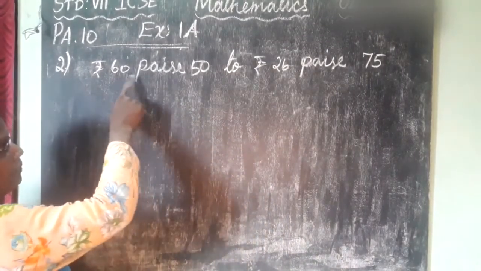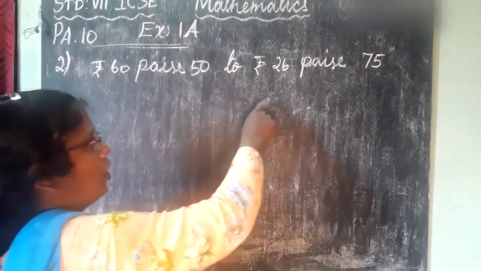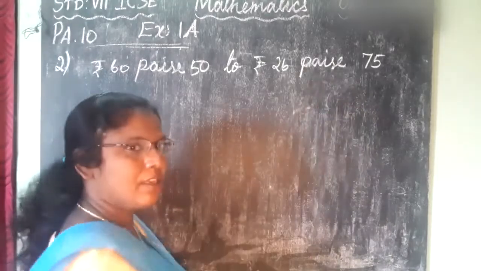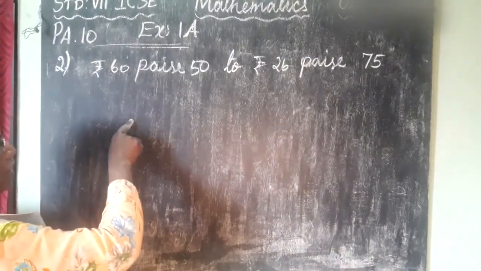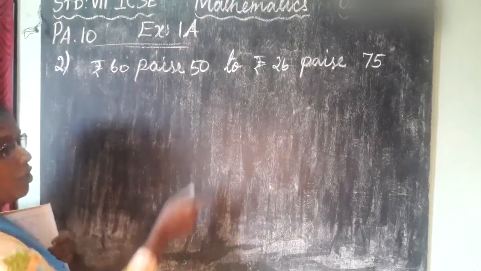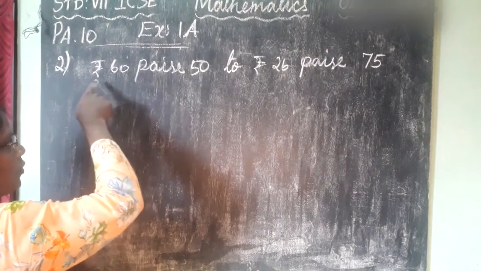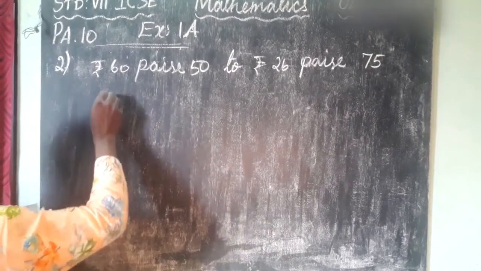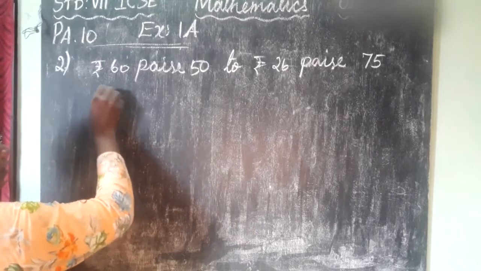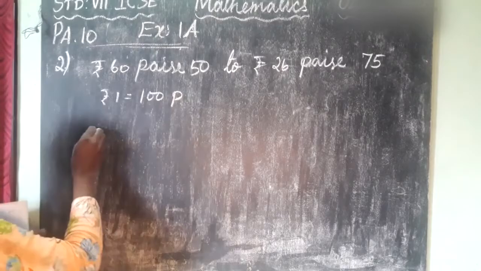First one, rupees 60 paise 50, rupees 26 paise 75. Okay. Now first we must convert the higher unit into the smaller unit. Which is higher here, rupees or paise? Rupees is the higher unit, paise is the smaller unit. Okay. So 1 rupee is equal to 100 paise. That means rupees.